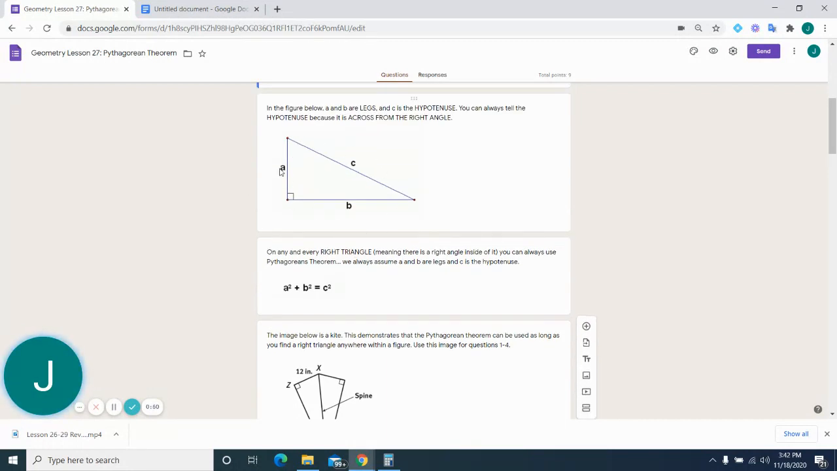Using these three things together, you get a formula that works every single time, and it's a squared plus b squared equals c squared. In other words, if you square both legs and add them together, it always equals the hypotenuse squared.